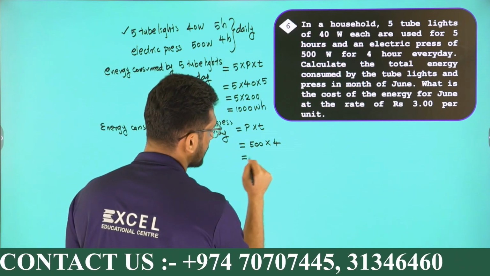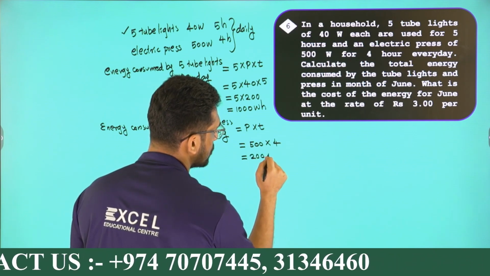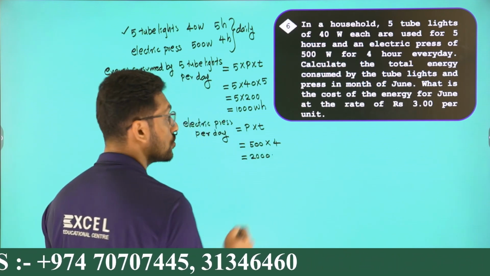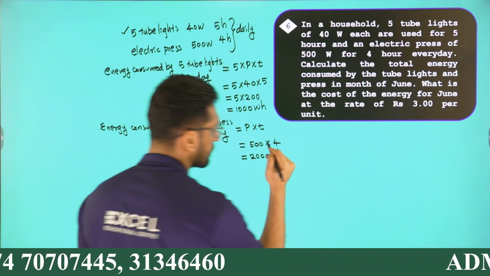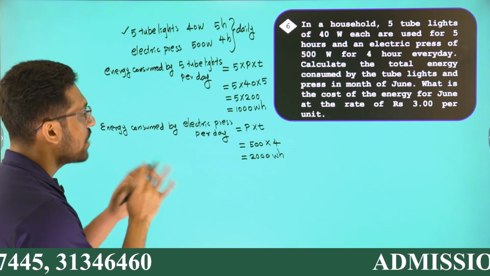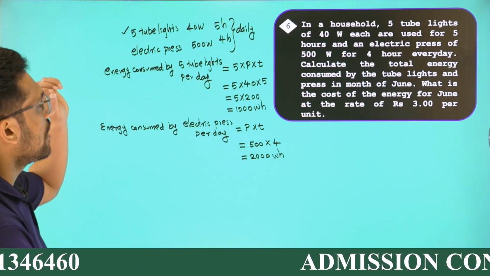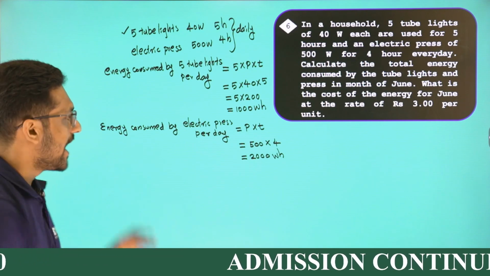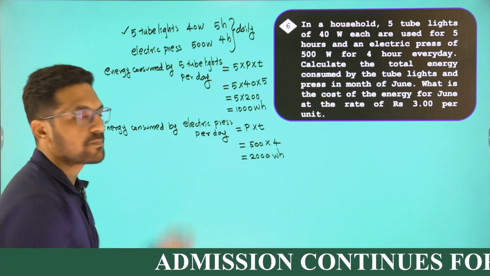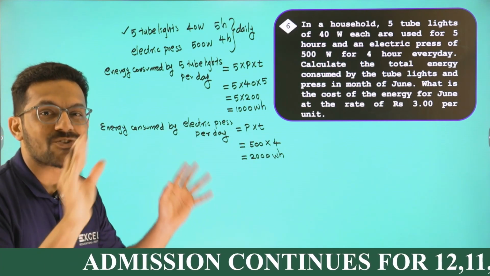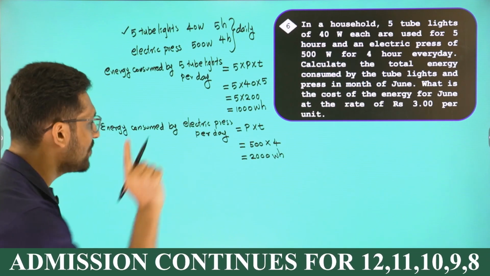500 into 4. That will be 2000 watt hour. Okay. Now you have the energy used by 5 tube lights in one day, and the energy used by the electric presser in one day. Find the total energy consumed in one day.